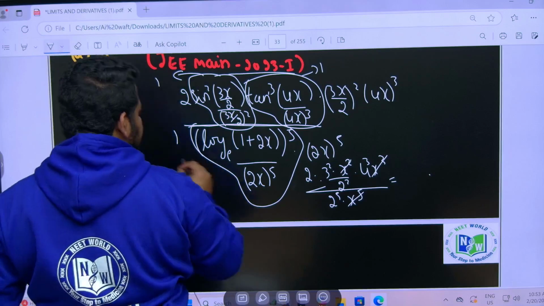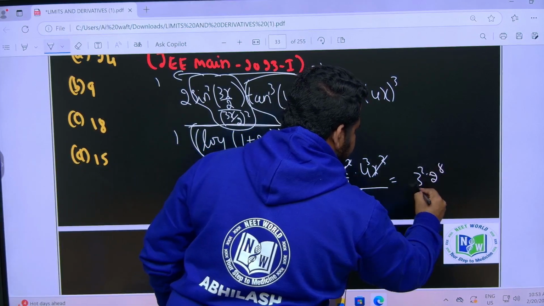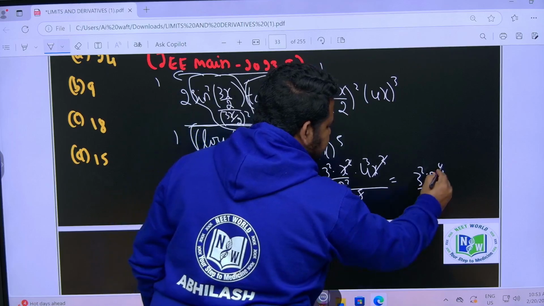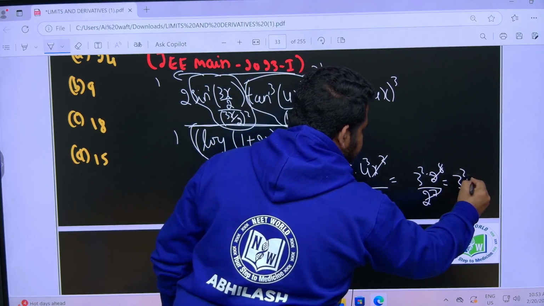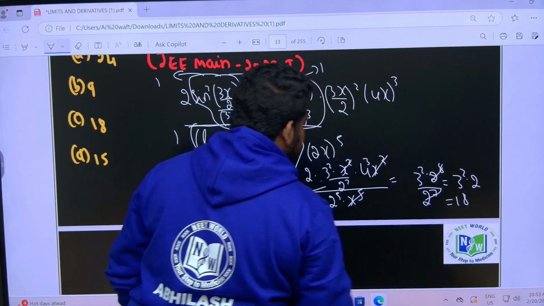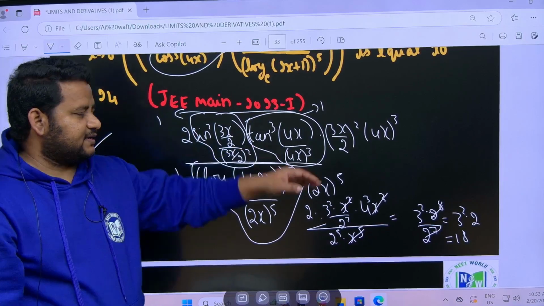So finally we will be having 3 square into 2 to the power of 8 by 2 to the power of 7. Okay, so if I cancel this, what I will be left with? 3 square into 2. So 3 square into 2 is what? 9 into 2, it is 18. Okay, so the answer is C. Okay, directly we can get it.